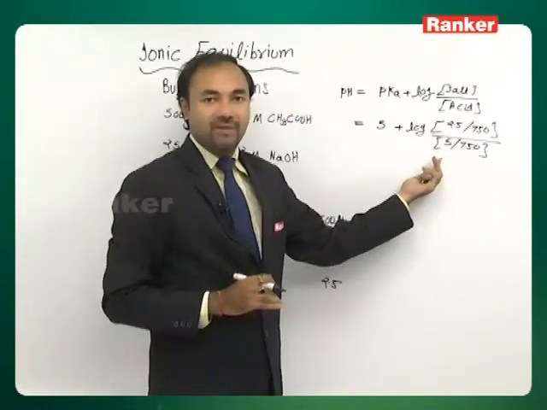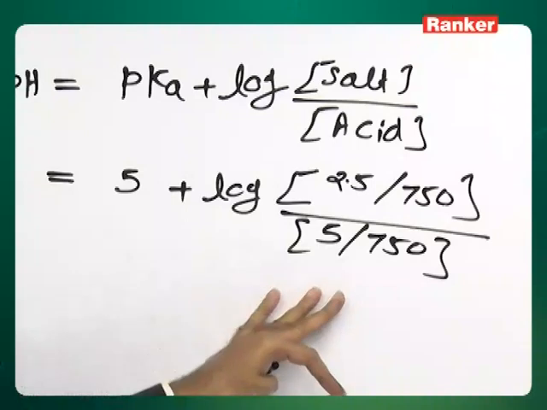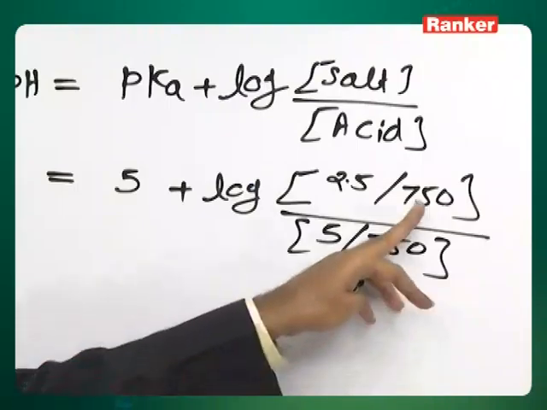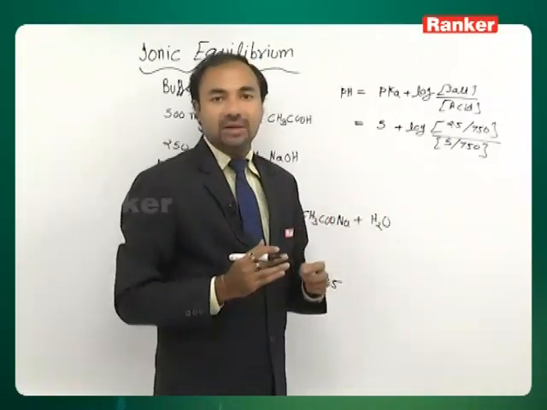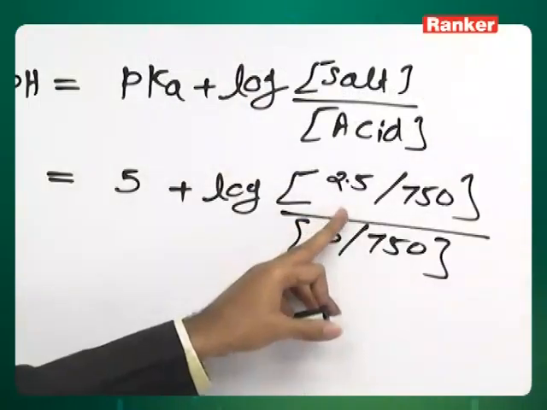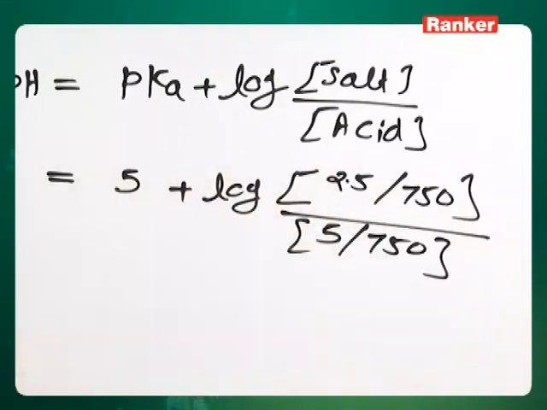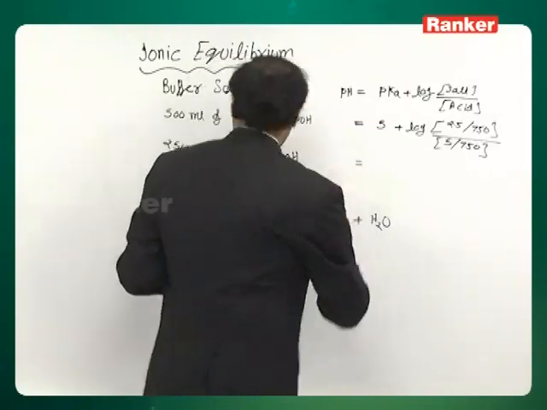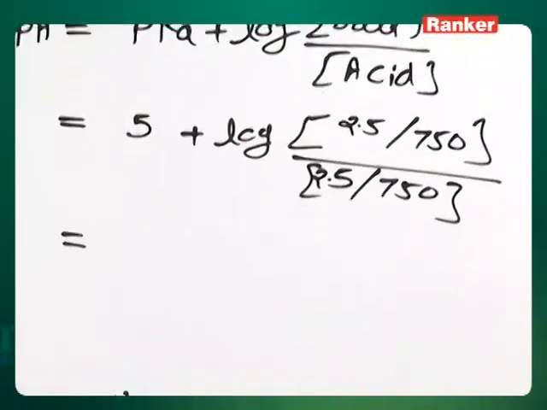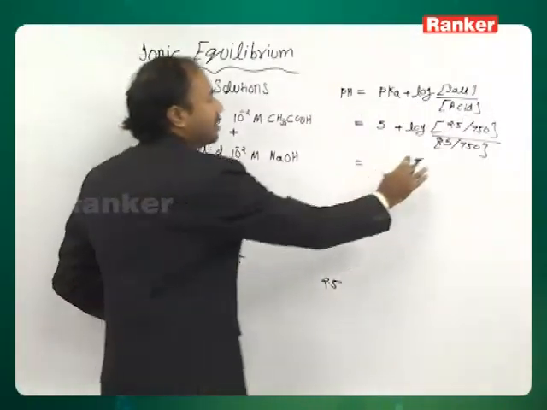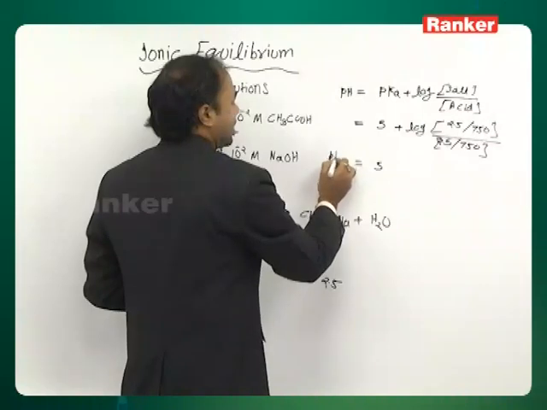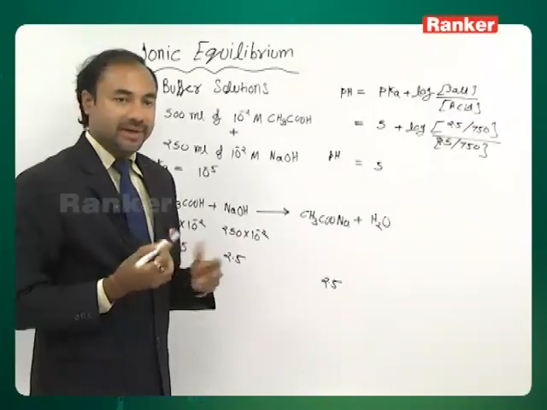One more thing you can understand from here is that in case of buffers, you need not worry about the volumes. That's why we kept the volume here. Automatically this will always get cancelled because both the acid and salt will be present in the same solution. So no need to bother about the volume, because that always is going to be the same and will get cancelled in the equation. So here this will be 2.5, not 5, because the leftover millimoles of acetic acid were 2.5. So we get 5 plus log 1, which becomes 0. So pH of this solution comes out to be 5, right?